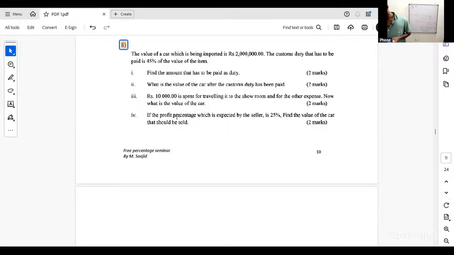Fourth part. It says the profit percentage expected by the seller is 25%. Now he expects a profit of 25%. Find the value of the car that should be sold. Right. Now we have the value of the car after he pays the customs duty plus the traveling cost.